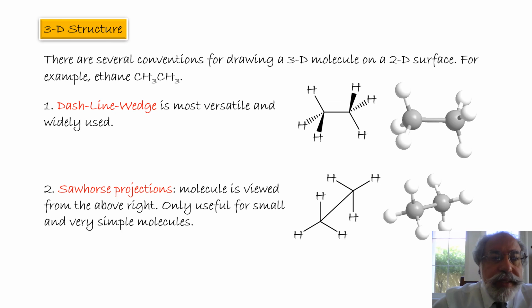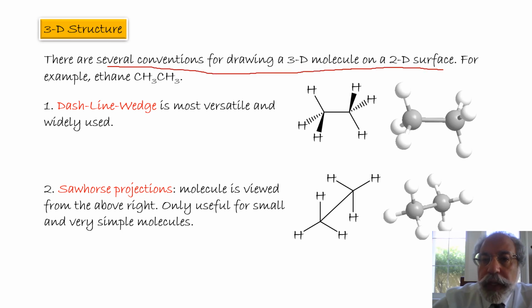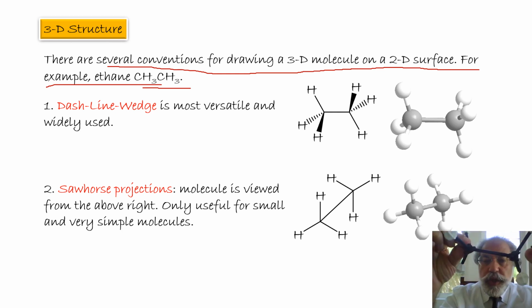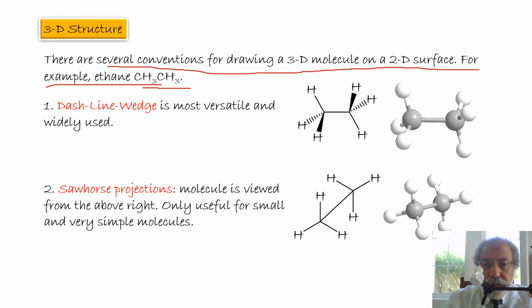How to write a 3D structure? There are several conventions for drawing a 3D molecule on a 2D surface. Let's take an example, ethane. This is a molecular model of ethane. It's two carbons, and each carbon has three hydrogens, and the carbon-carbon bond.